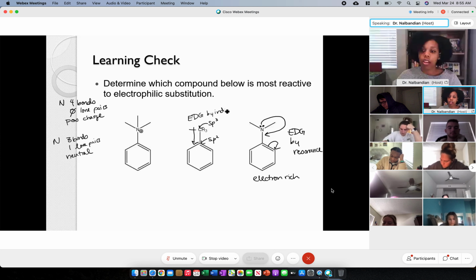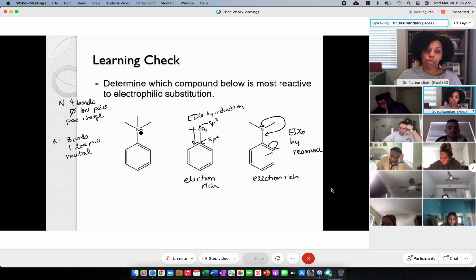Which one's better? Electron donating by resonance is better. So they're both electron rich, but this is more so, right? We get a resonance form where we put a negative charge on this carbon. That carbon gets a full negative charge, so that's better.